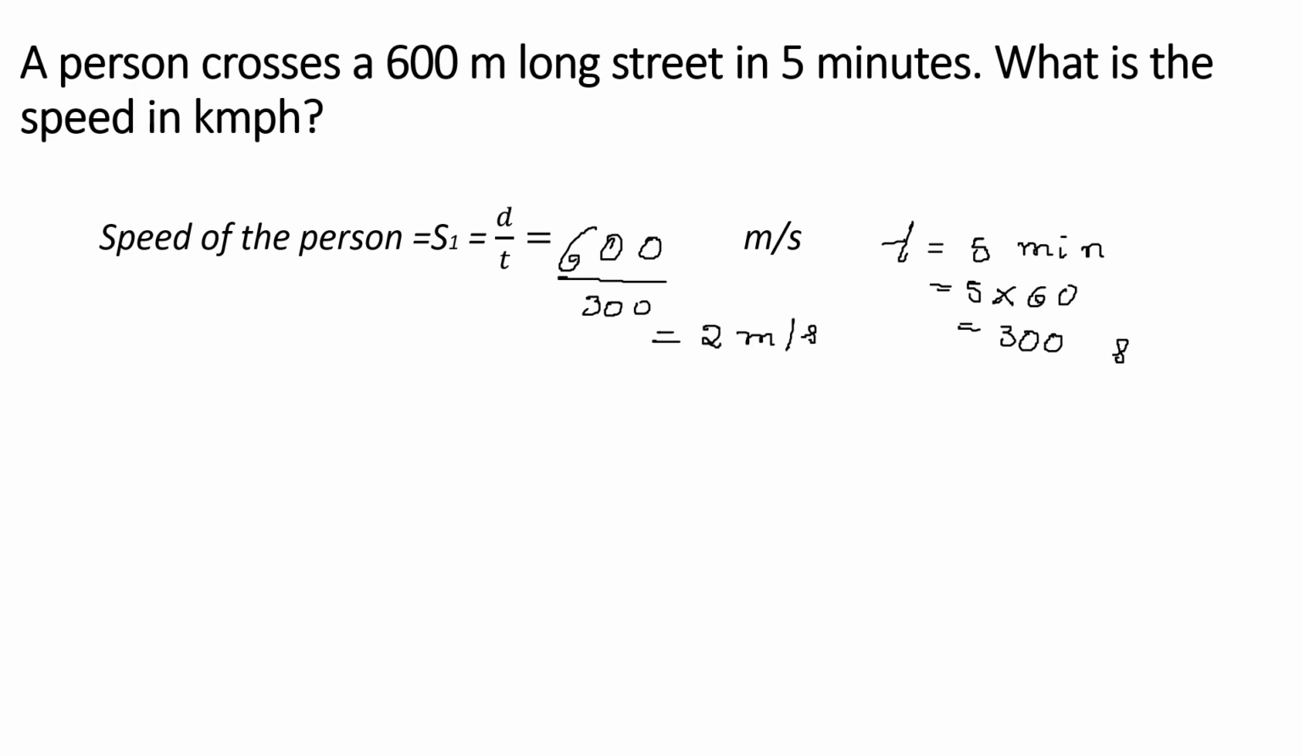So the speed is in terms of meter per second. If you want to convert into kilometer per hour, you have to multiply by 18 divided by 5. So 2 into 18 by 5 is 36 divided by 5, which is equal to 7.2 kilometer per hour. So this is the speed of the person in kilometer per hour. Make sure that you use the proper unit.